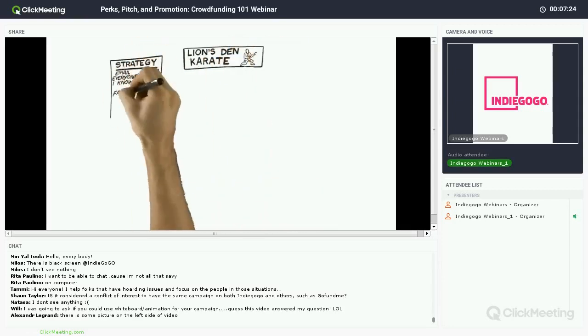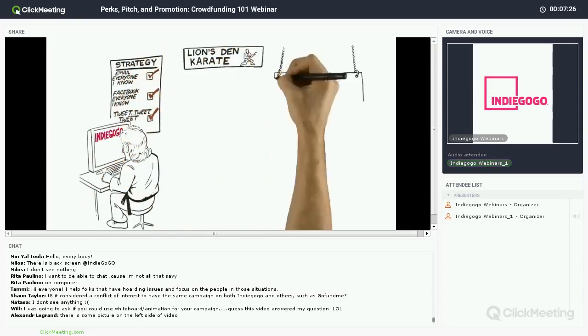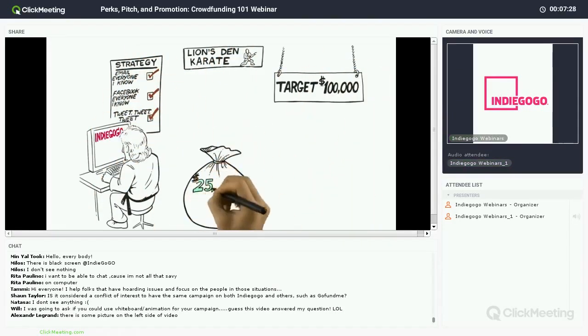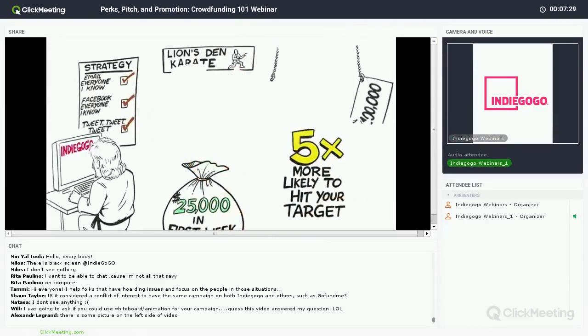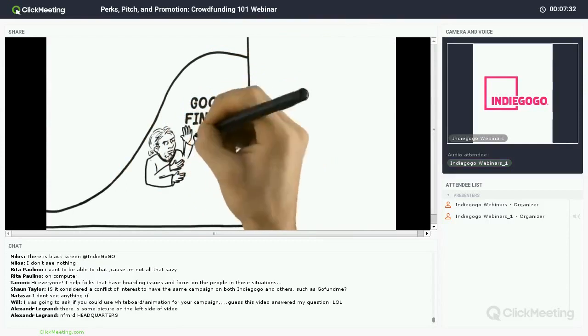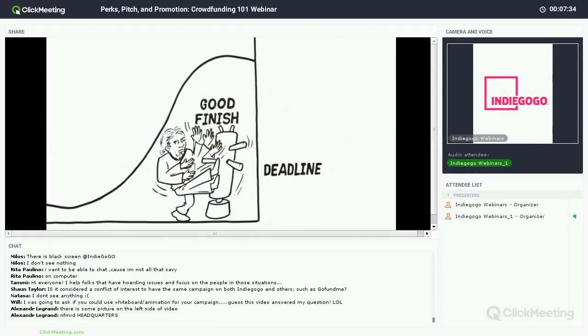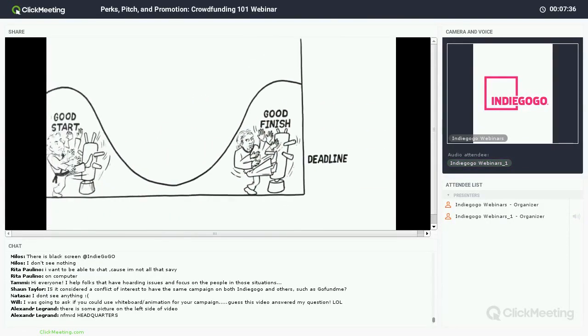It's very easy to come out of the gate quick because you did a lot of work up front. There's a lot of excitement. If you hit 25% of your funding within the first week, you're 5 times more likely to hit your target. Chances are you're going to have a good finish because you have that deadline. The key is to keep the momentum going along the way in the middle.